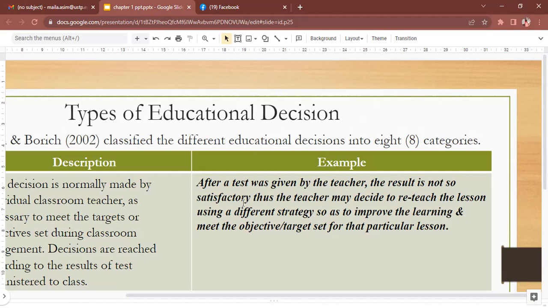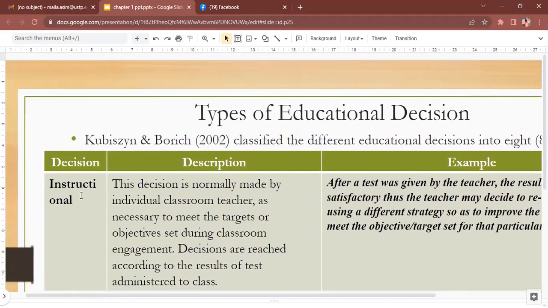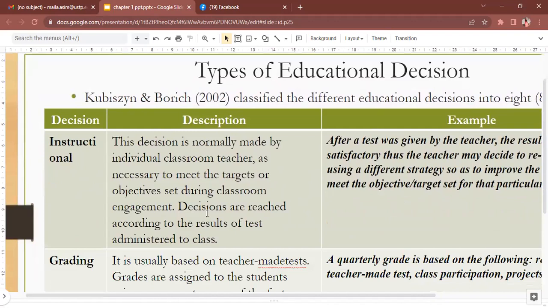So I need to reteach this topic, but with a different strategy, so that they can meet the objectives that I set from the first. That is why, as an individual teacher, you decide what decision you will make and what instructions you will give. That can be called, or that is called, instructional decision.